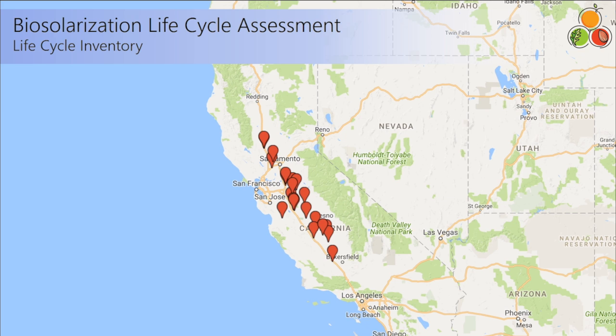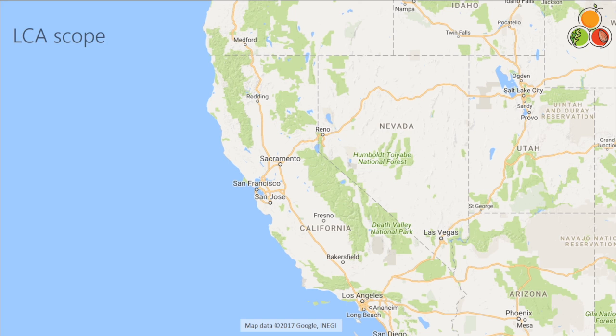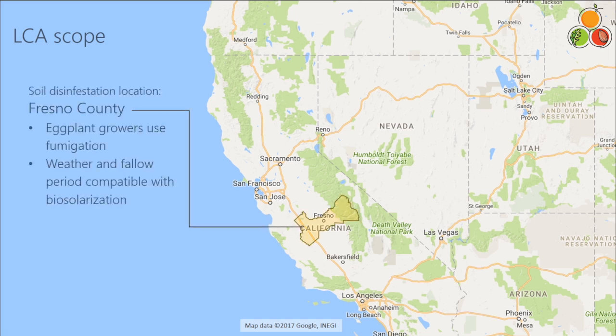So we asked if we took the tomato pumice from all tomato processing facilities in California, and there's about 23 facilities that are responsible for all tomato processing in California and by extension the United States. What if we routed all of that pumice into biosolarization? And what if we did that in an area that is well suited for biosolarization? Someplace like Fresno County, where there's currently a lot of fumigation, and the types of crops and seasonality of those crops lend themselves well to the timing of biosolarization.